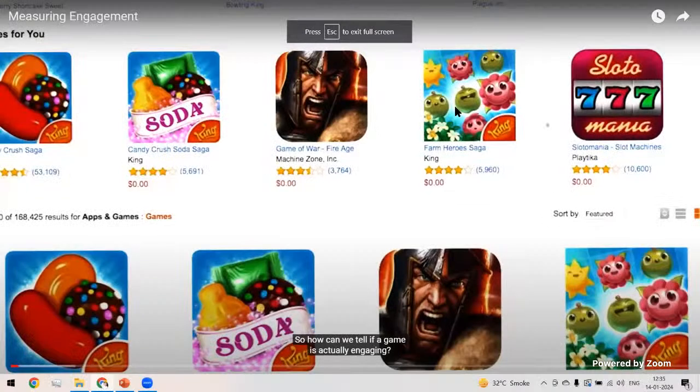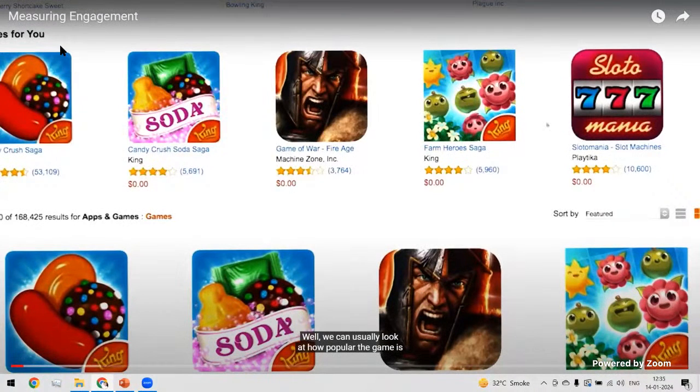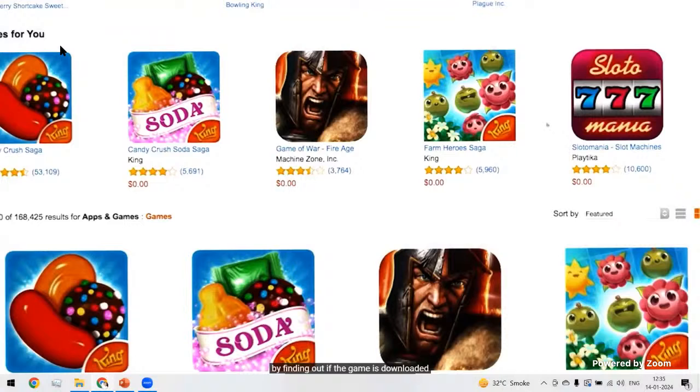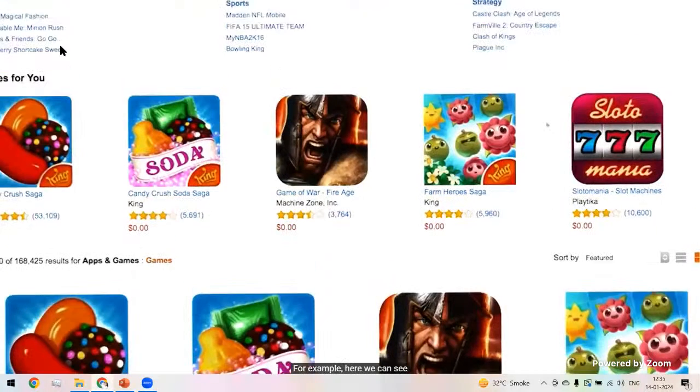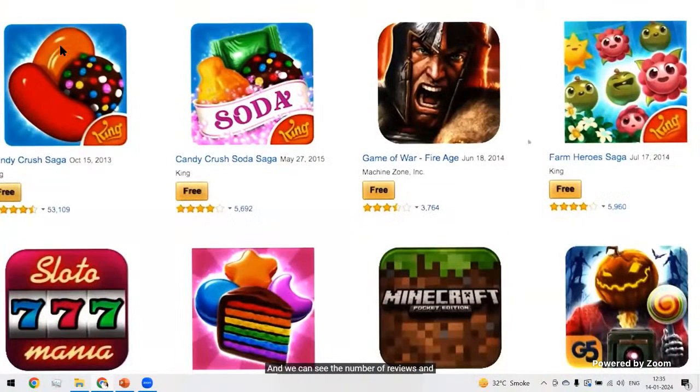So how can we tell if a game is actually engaging? Well, we can usually look at how popular the game is by finding out if the game is downloaded a lot and if the reviews are good. For example, here we can see game apps in the Amazon App Store. And we can see the number of reviews and the star rating from 1 to 5 stars. And this gives us a good idea of how engaging our game is. If the game has a rating close to 5 stars, it's probably pretty fun. And if it's lower, then maybe there's something the users don't like about it.